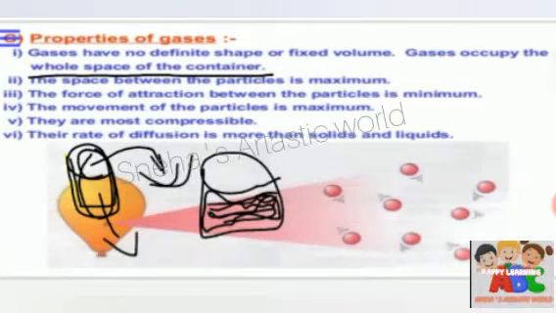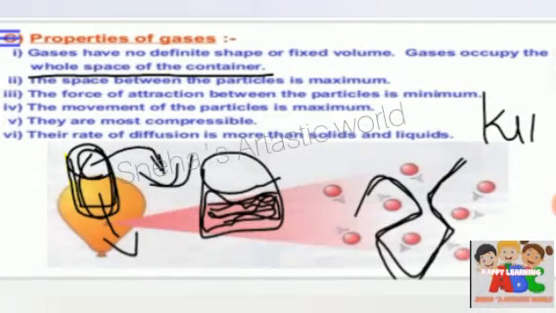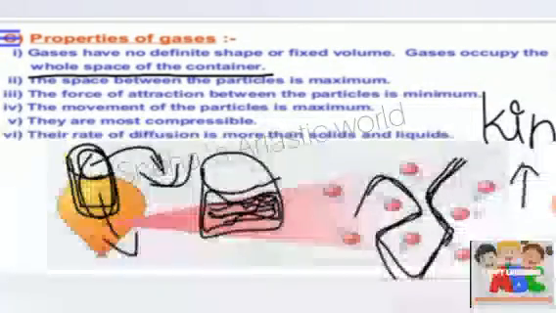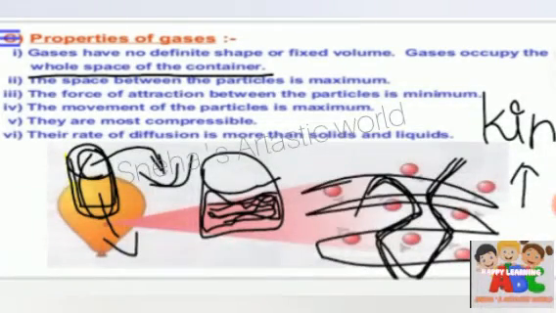The second one is that the space between the particles is maximum. You can see the space between the particles is very large. The third one is that the force of attraction between the particles is minimum, because the space between the particles is maximum. And the fourth one is that the movement of the particles is maximum. The kinetic energy is maximum. Why? Because there is a lot of space between them, so they move easily.